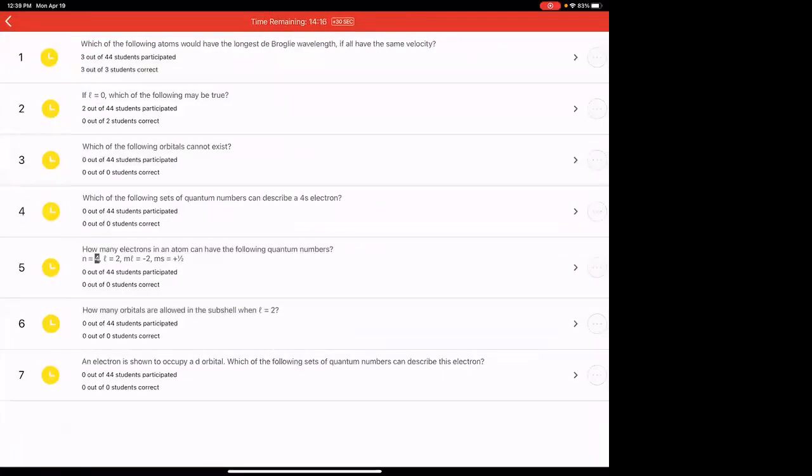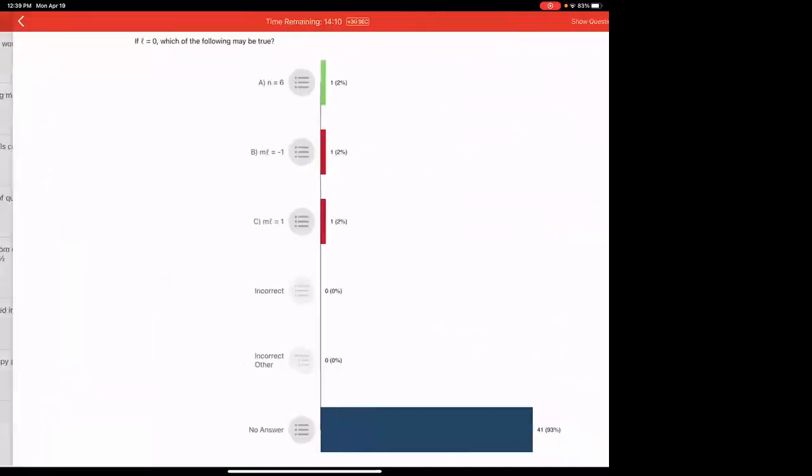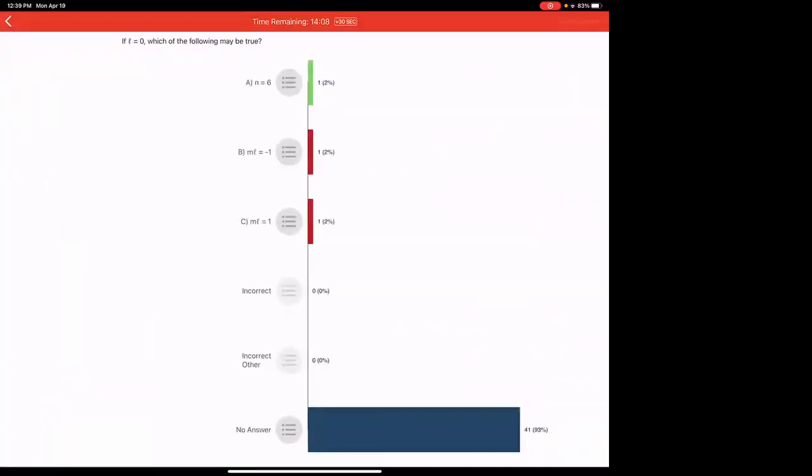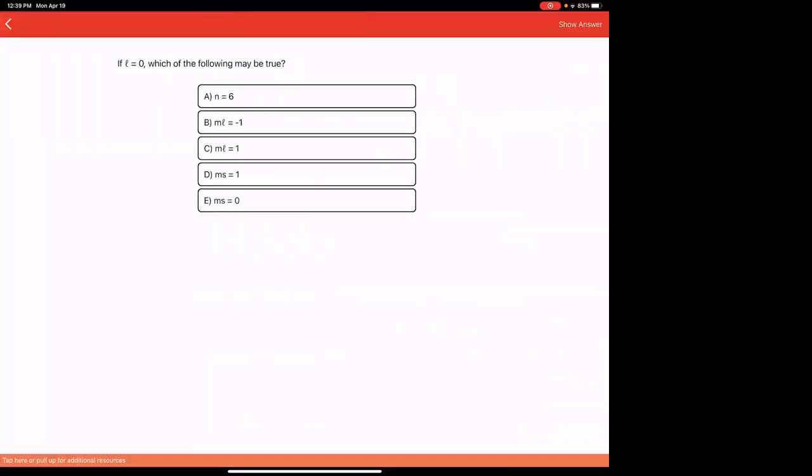For example, let's look at number 2. It says if L is equal to 0, which of the following may be true? You guys are going at it here, and this is fine, but let's take a look at what we've got. If L equals 0, what is that telling me? It's telling me that I've got an s orbital, doesn't it? So can we have n equals 6 and have an s orbital? Sure we can, right? Now, what's m sub L?